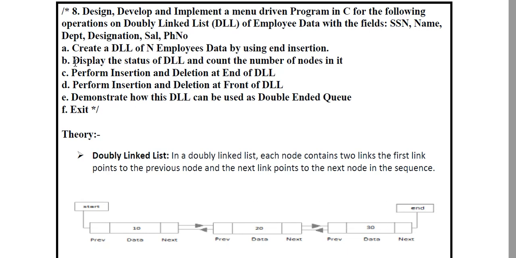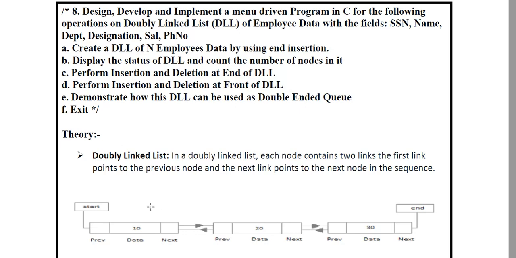And the second option we have is to display the status of DLL and count the number of nodes in the list. Perform insert and delete at end of DLL. Perform insert and delete at front of DLL. And also demonstrate how this DLL can be used to simulate the working of double-ended queue. The last option is exit.